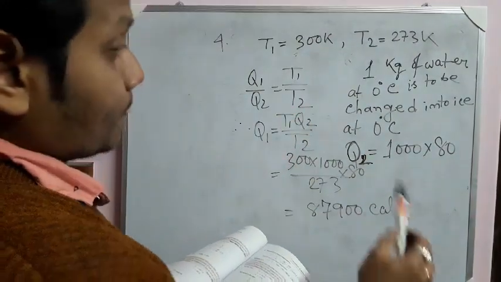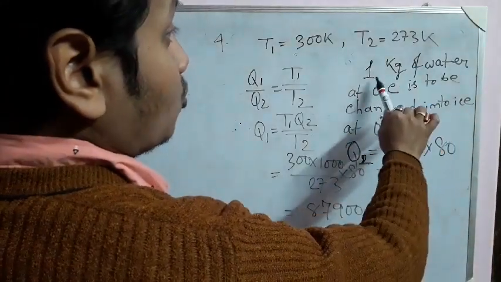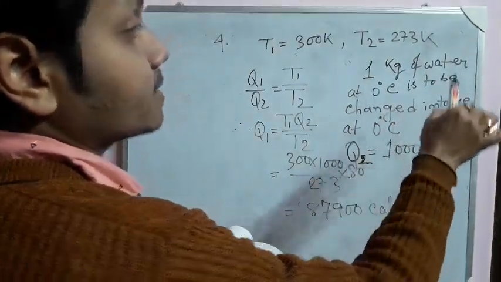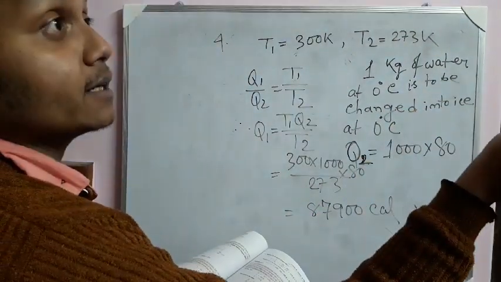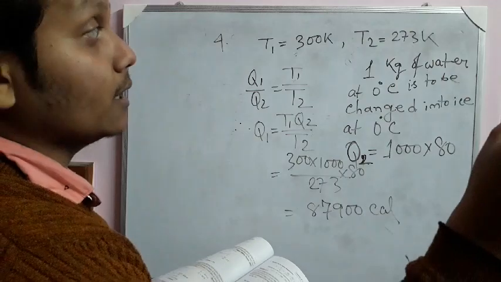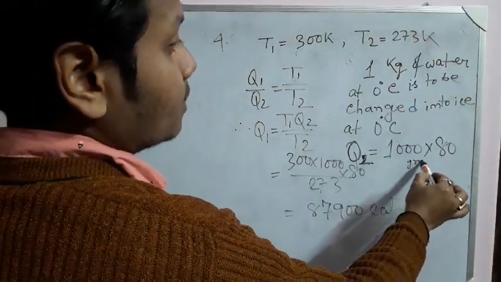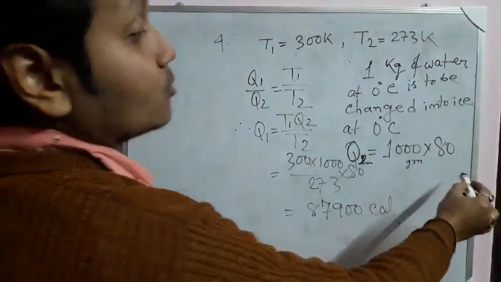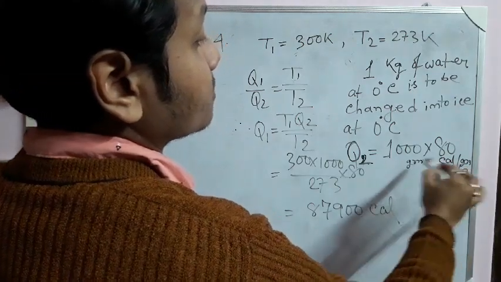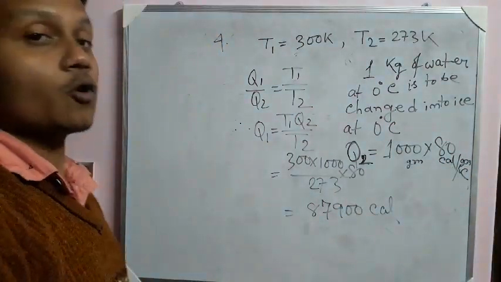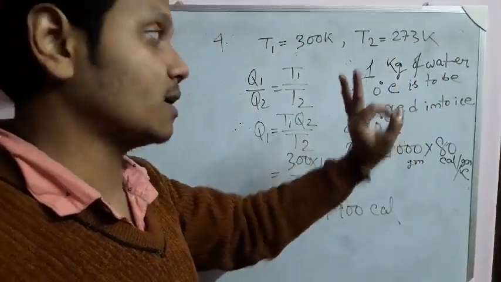Here you have to realize that 1 kg of water at 0 degrees Celsius, when converted into ice at the same temperature, gives the latent heat. We all know M into L, and what will be M? M is 1 kg, that means 1000 gram, and L is 80 calorie per gram. That's why I write it Q2. In this problem, this is the main thing that you have to understand.